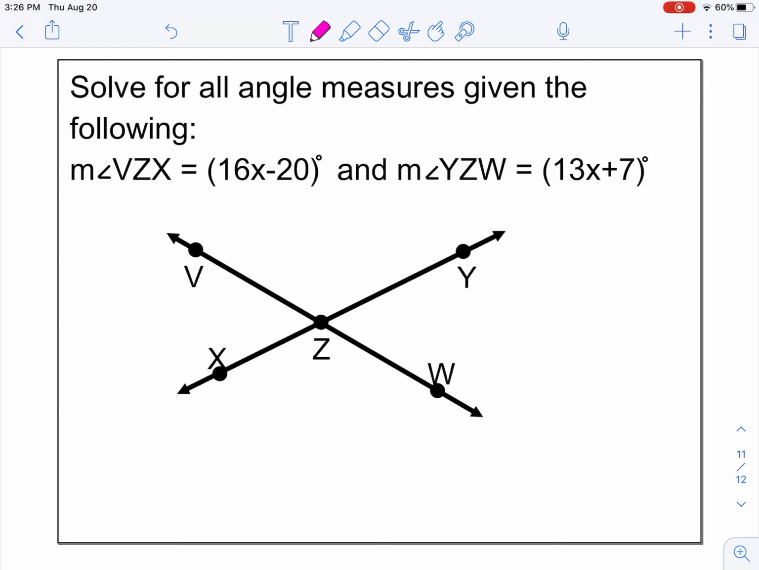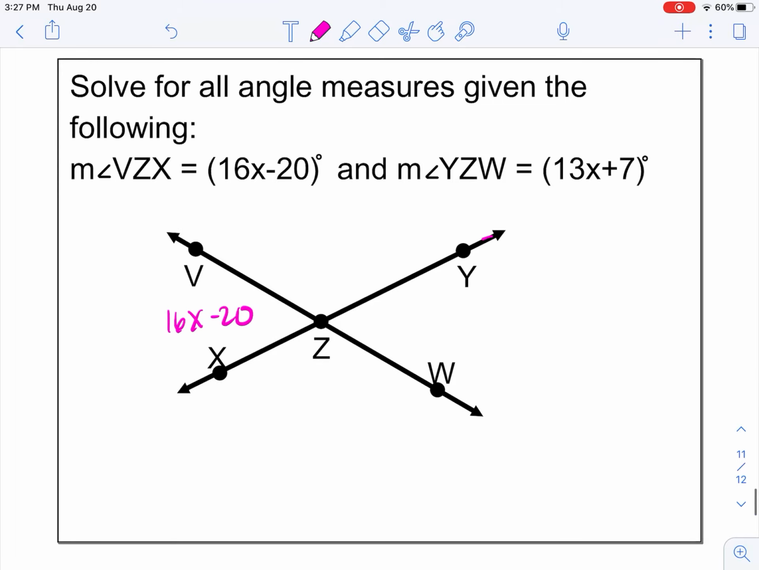So it says VZX. Make sure you label the correct angle. VZX. This angle is 16x minus 20. You do not need this part I'm about to erase. I just did it so you can see what angle I'm talking about. Angle YZW. This angle is 13x plus 7. Once again, I'm going to erase the tracing part because you don't need it.